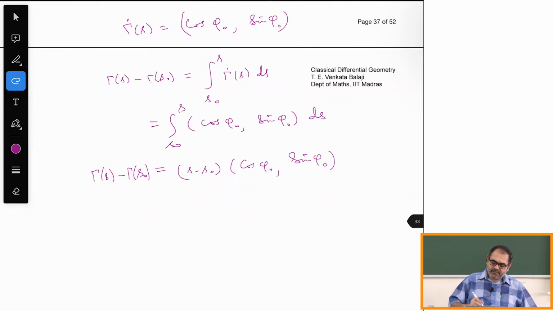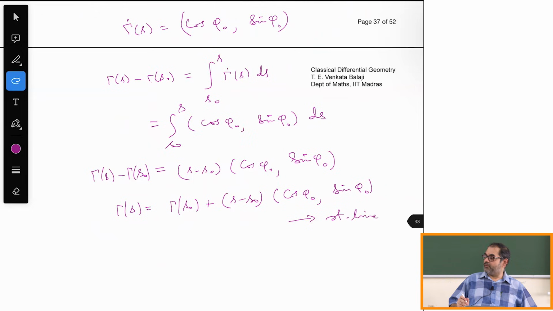If you think about it, gamma(s) is gamma(s0) plus (s minus s0) times (cos phi0, sin phi0). This is a straight line. This is an oriented straight line.